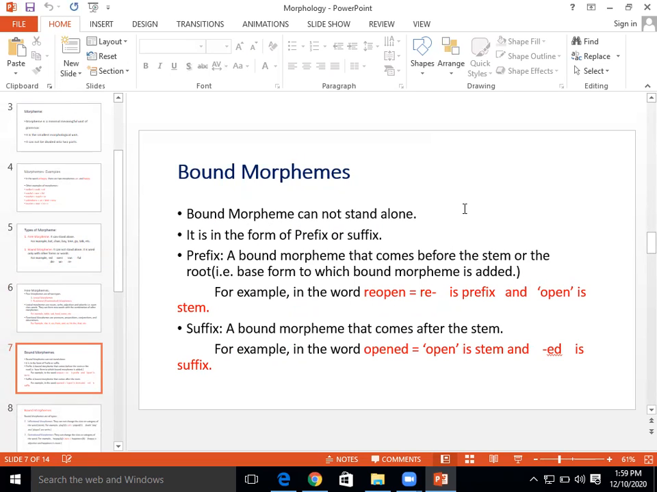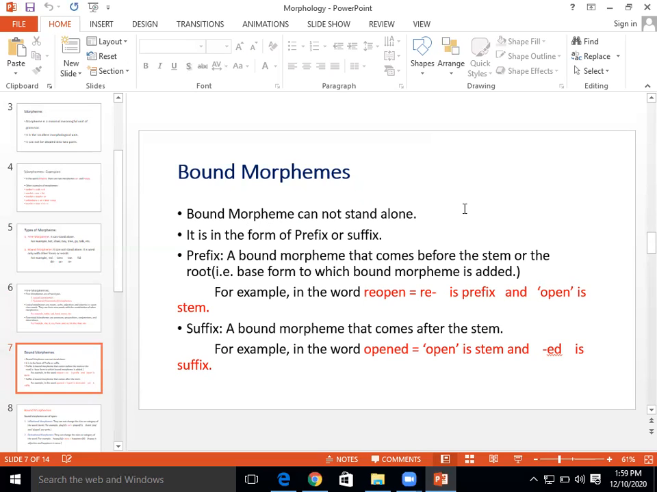Okay, bound morphemes cannot stand alone, as we have already seen, and they are in the form of prefix or suffix. Means they are added before the word or after the word. That's why they are called prefix or suffix. Prefix: a bound morpheme that comes before the stem or the root, where stem means the base form to which a bound morpheme is added.